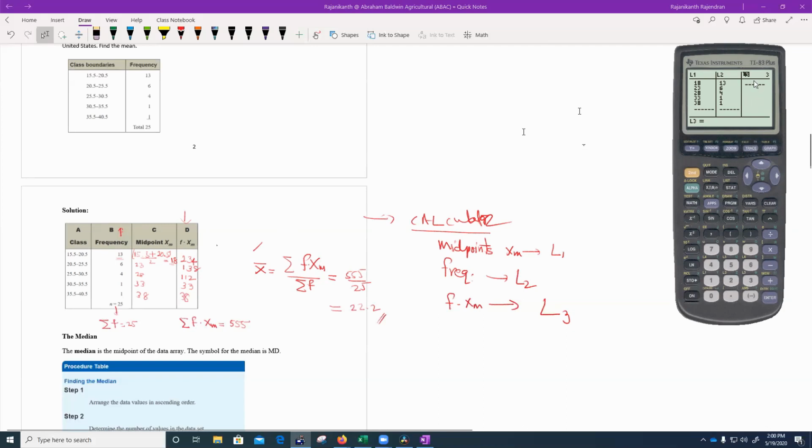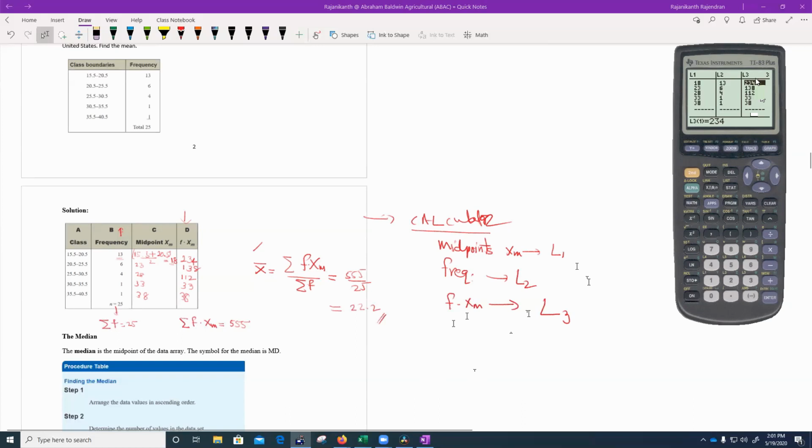Therefore, I'm defining my L3 as simply L1 times L2. L1 is somewhere here, right? So I'm multiplying this with L2. So I'm defining my L3 column in terms of L1 and L2. So simply enter. You see now automatically it is populated, right? I did not enter one by one. So this is very easy when you use the calculator. So therefore I have the L3 column, that is simply my F times XM.